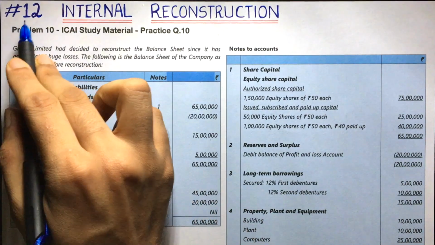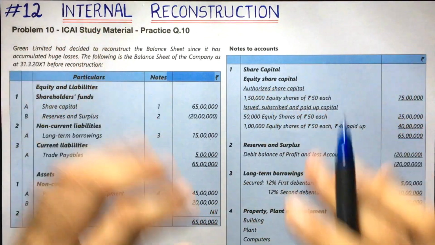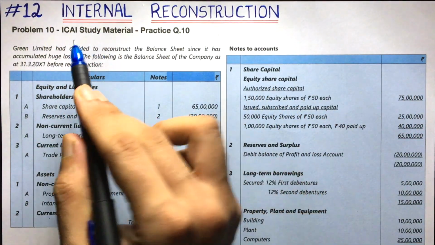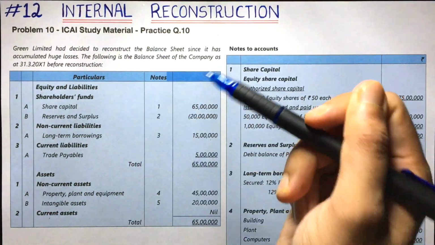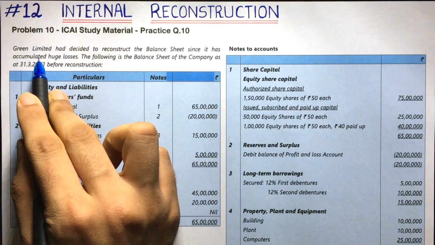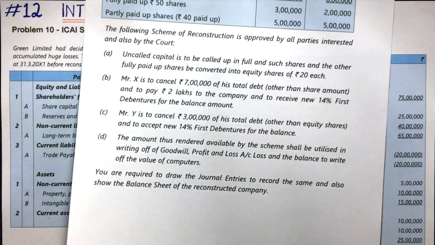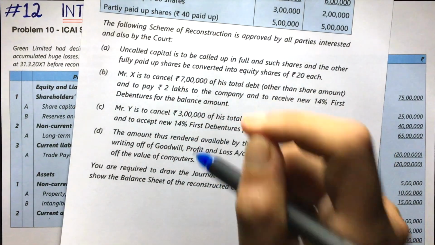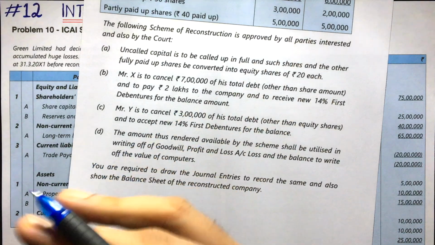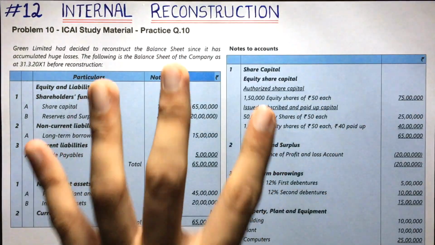Today in this 12th video of internal reconstruction, we are going to solve our 10th problem, and the question is from ICAI study material, practice question number 10. The name of the question is Green Limited. Now, the interesting thing about this question is that in the scheme of reconstruction, you will see specific individuals are given. The question is talking about specific individuals. So what is the technique of this question, that is what we have to understand.